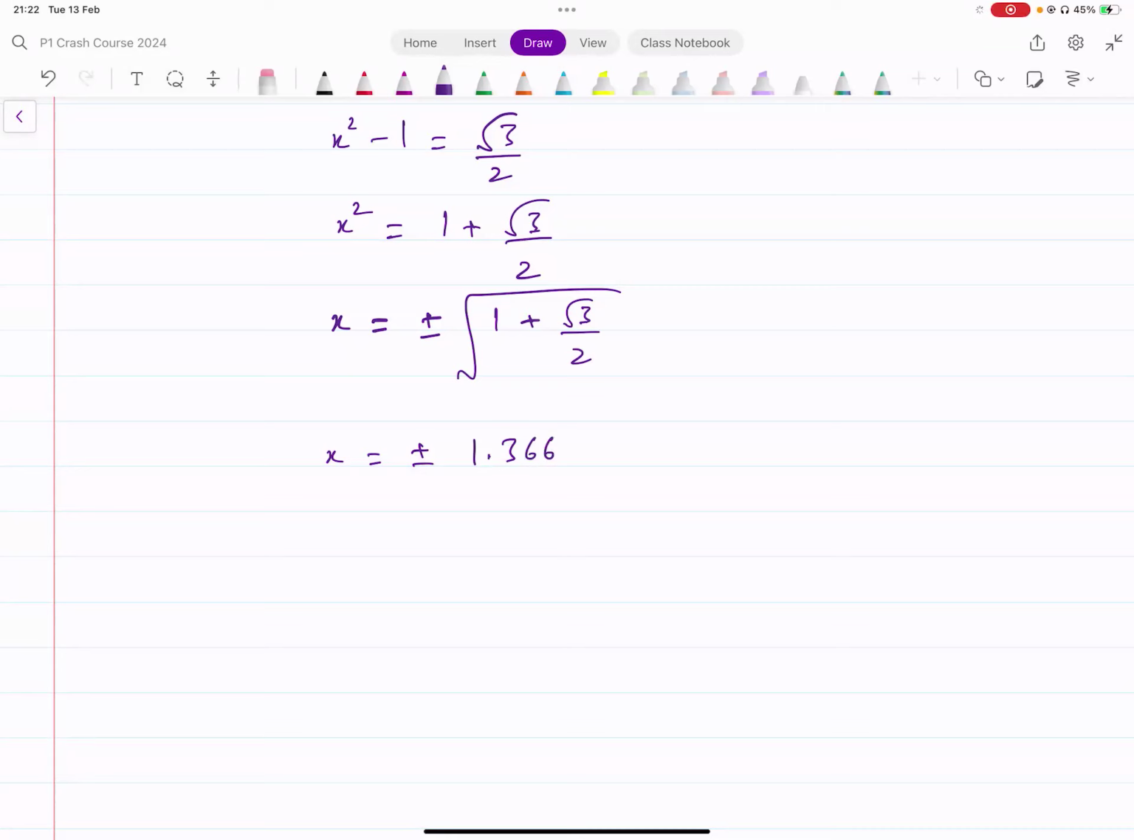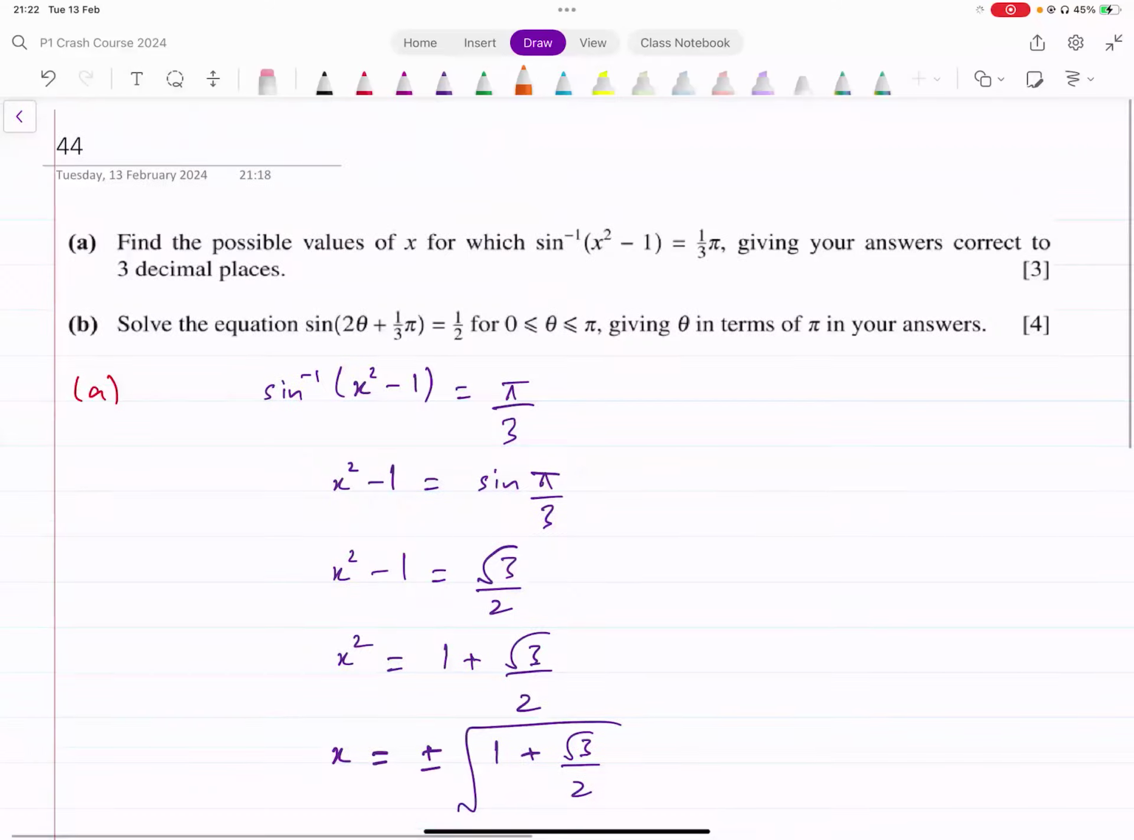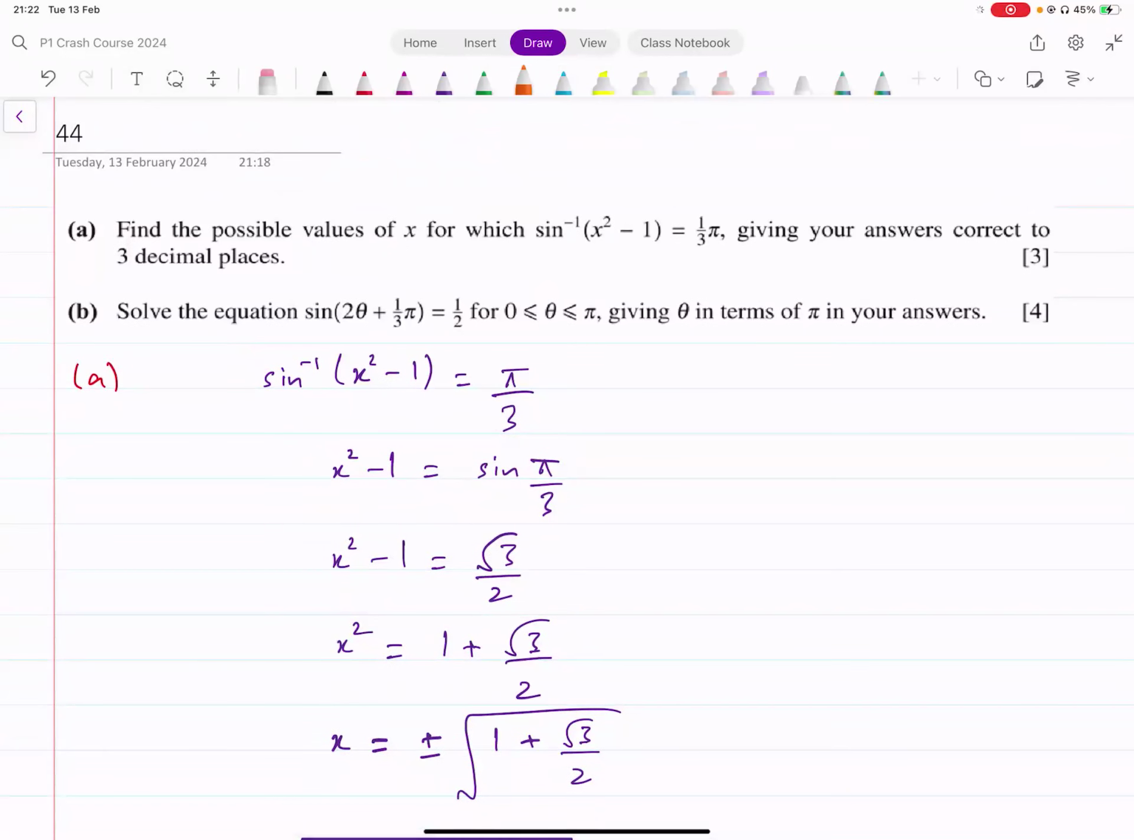That's 1.366602. So to 3 decimal places, this is what you have. X is equal to plus minus 1.366. Now, whenever you get multiple answers, you should generally check in the question if maybe one of those answers has to be ignored or cancelled for any reason. You are getting two answers. Let's look at the question statement. The question statement tells you find the possible values of X. That means you are supposed to have multiple answers. So you have two answers.